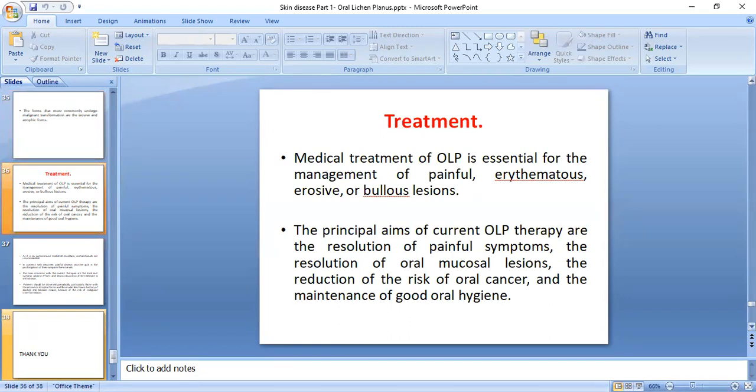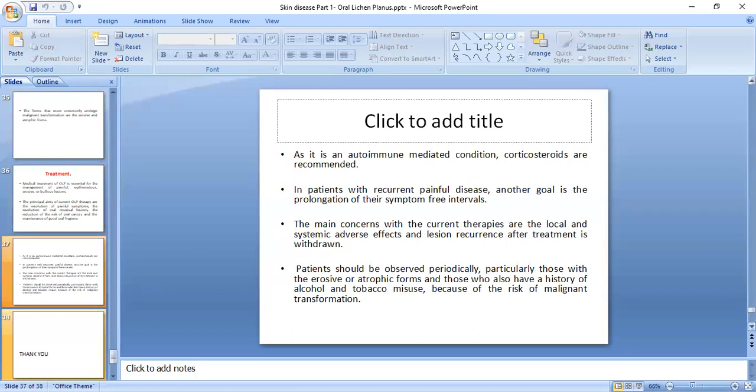Medical treatment of oral lichen planus is essential for the management of painful, erythematous, erosive, or bullous lesions. The principal aims of current oral lichen planus therapy are the resolution of painful symptoms, the resolution of oral mucosal lesions, the reduction of the risk of oral cancer, and the maintenance of good oral hygiene. As it is an autoimmune mediated condition, corticosteroids are also recommended in patients with recurrent painful disease. Another goal is the prolongation of their symptom-free intervals.